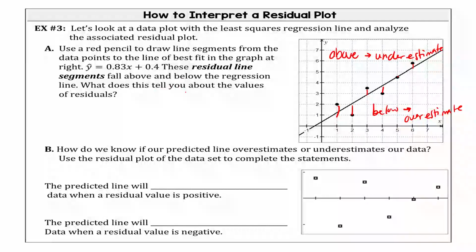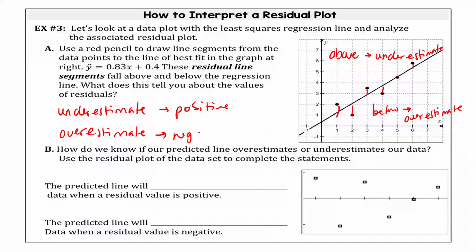Okay. So what does this tell you about the values of your residuals? And that's what it wants. Well, I should have written it there. My bad, guys. Okay. If I'm an underestimate, what is my sign? If I'm an underestimate, am I going to have a positive or negative? It's going to be positive, because that means the predicted is smaller than the actual, right? Okay. If I'm an overestimate, it would be negative. Then it's going to be a negative residual.